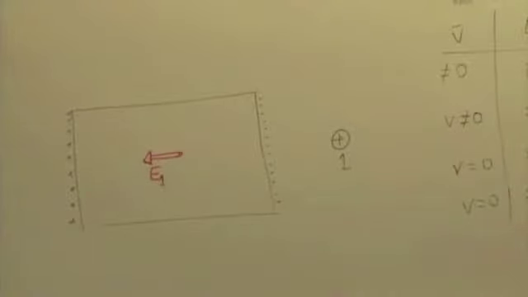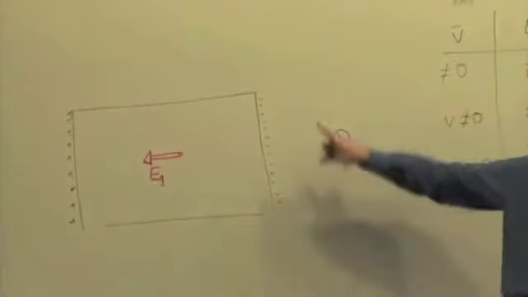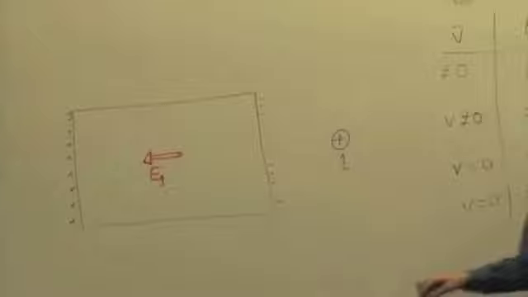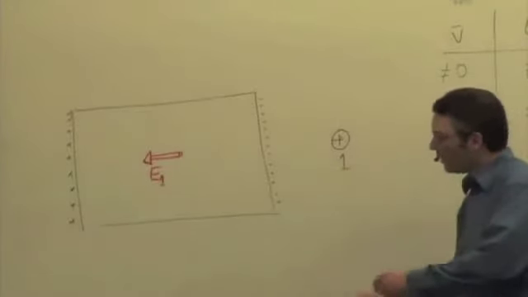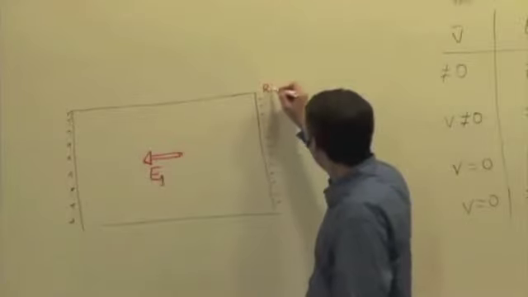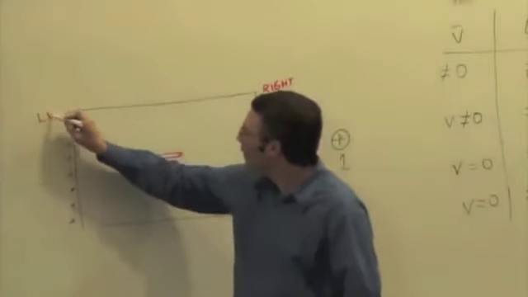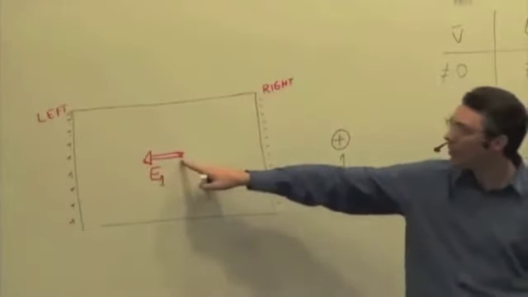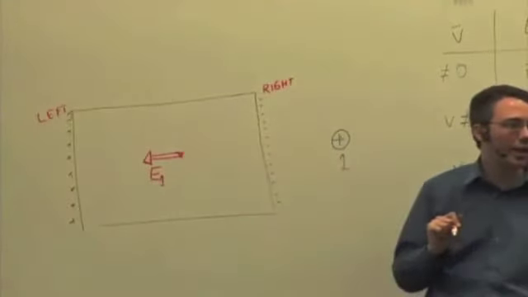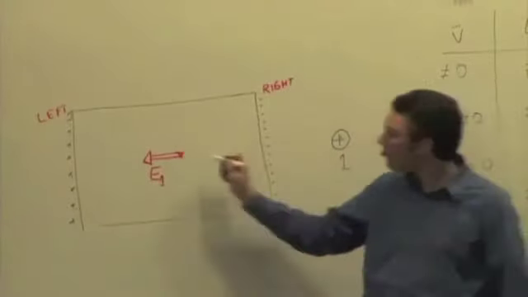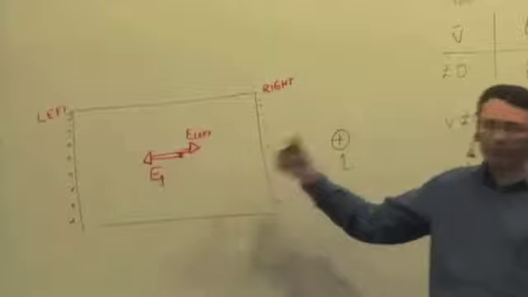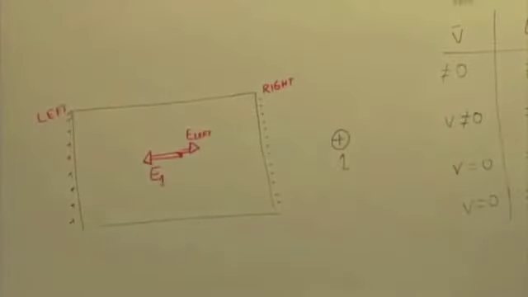Just think about superposition. Here's the electric field due to this charge. But now we have electric fields contributed by the charges on these surfaces. Let me think about the right side and the left side. At the same observation location, what's the electric field due to the charges on that left side? What's the direction? That way, yeah. What's the electric field due to the charges on the right side? Same direction.